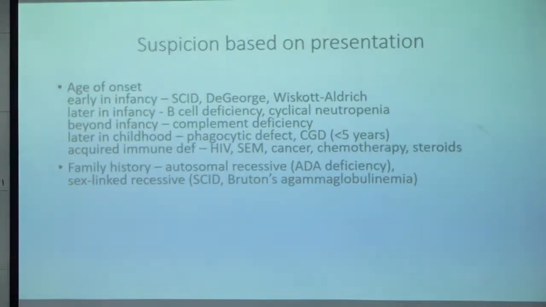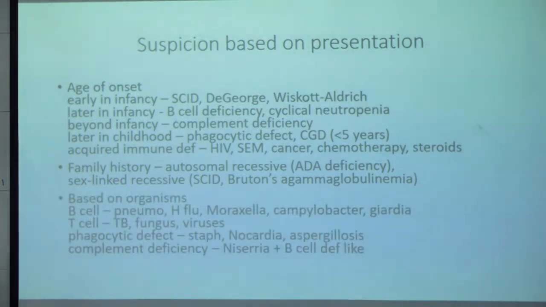What about family history? Of course, important. Some are sex-linked recessive, many are autosomal recessive. We know all that, and therefore a detailed history of what's happening in the family, early deaths, is an important issue. And then, of course, based on organisms.